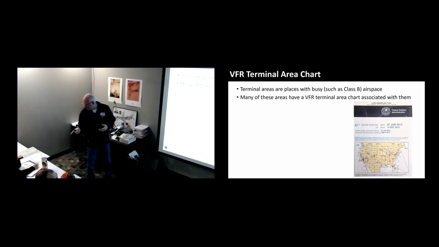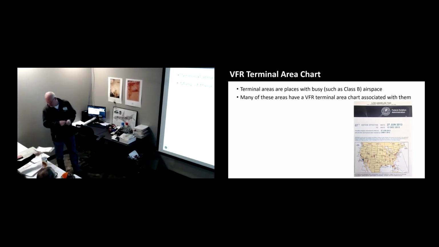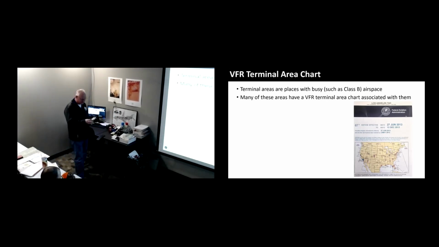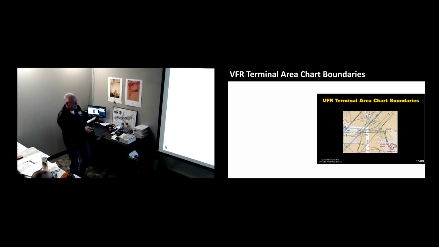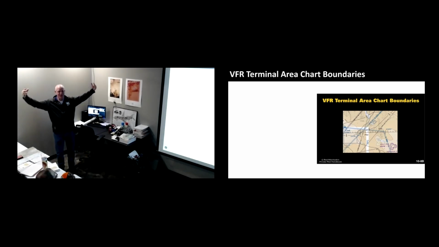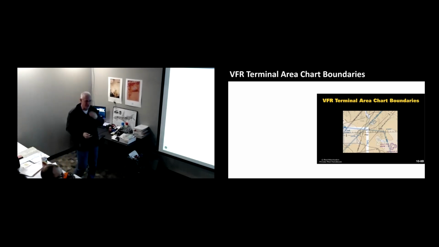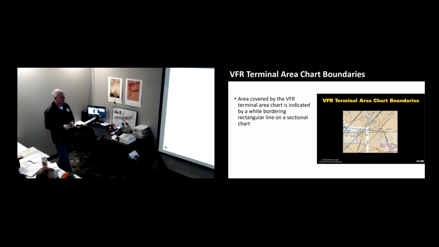So if you have a DC or Washington chart, you can see this white line, this white border on the sectional chart, right? And that will indicate that there is a terminal area chart associated with that area. So you can take the terminal area chart and see that square from the sectional chart blown up, much bigger, much more detail. It's a little bit better to use when you're near a terminal area.